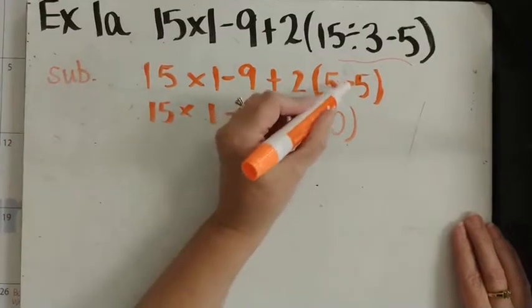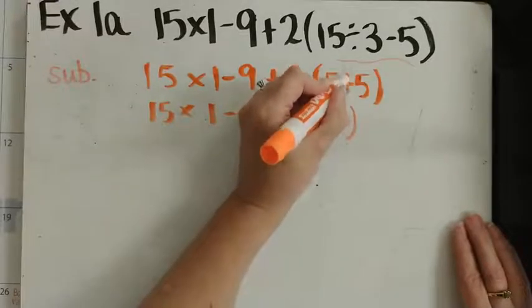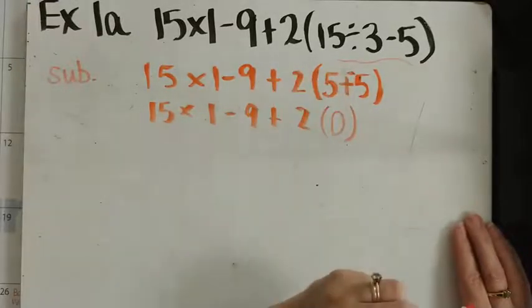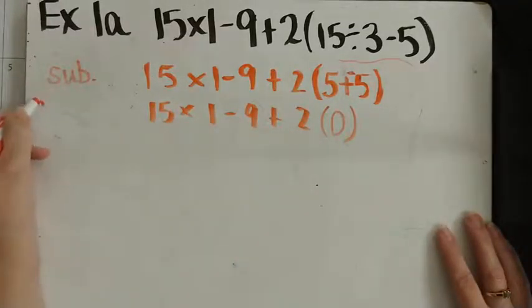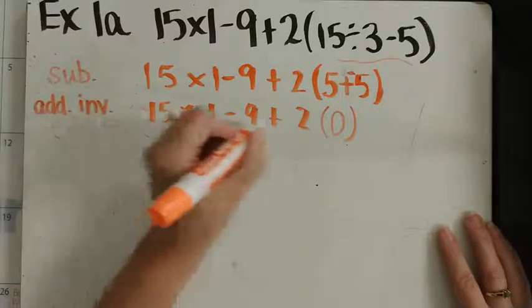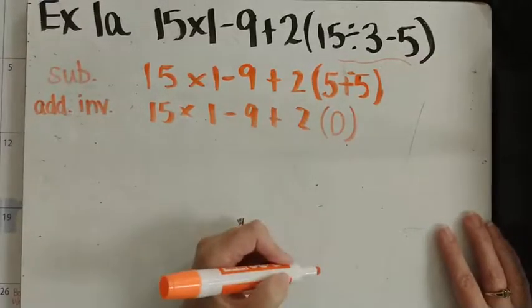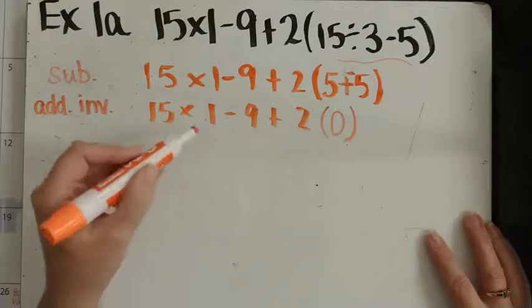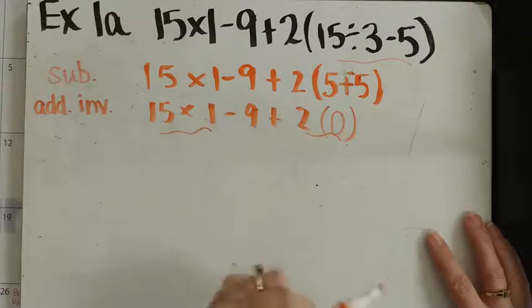Now, 5 minus 5, we could say is the same as adding its opposite because we ended up with 0. And we had a property called additive inverses. When you add them together, you get 0. Now that we are done with our parentheses, we look for exponents. There are no exponents, so we need to work multiplication left to right. I have multiplication on the left side. I have multiplication on the right.